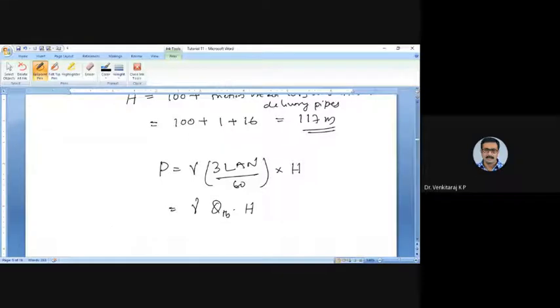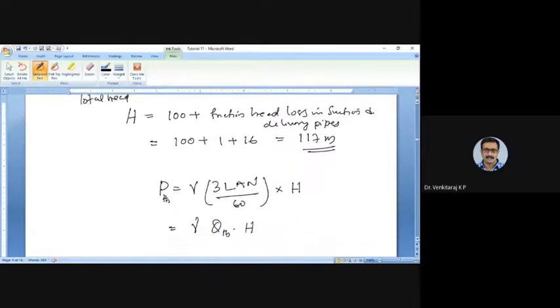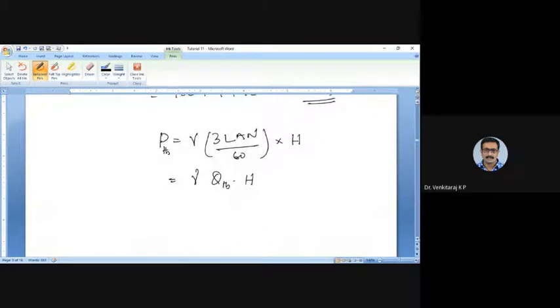So this is theoretical power. We can say P theoretical and specify it as P theoretical. So the actual power required, P actual, will be the theoretical power divided by the pump efficiency.